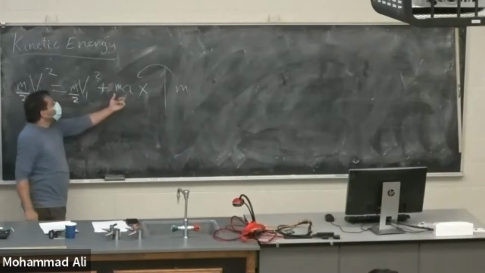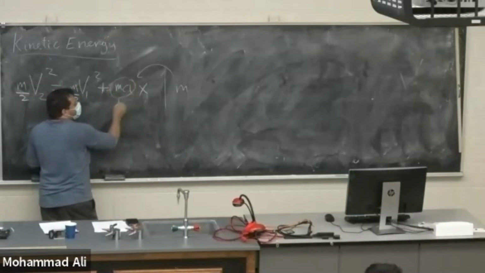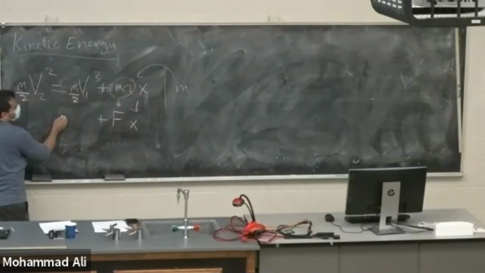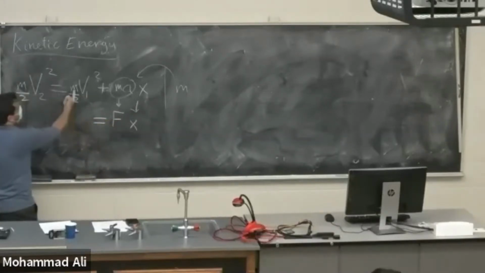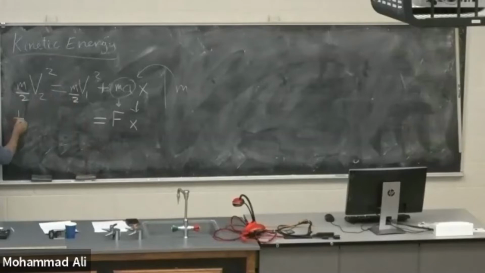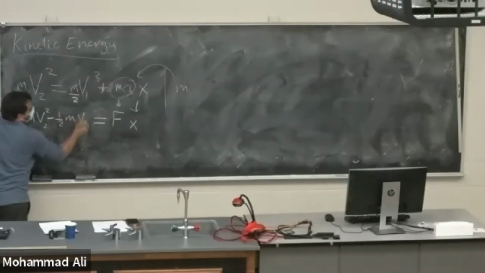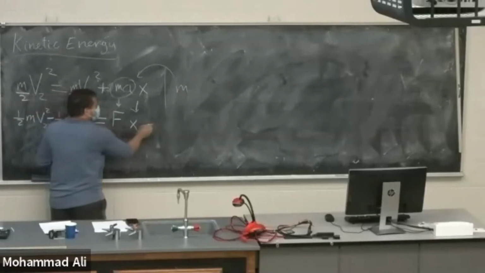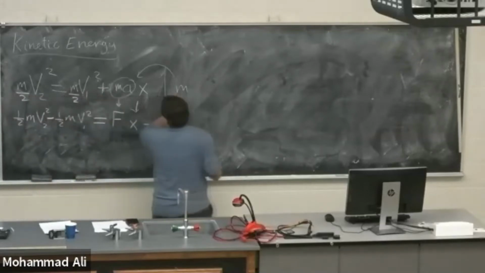Now look. We have MA. MA is the force. We have X plus. We can move this to the opposite direction. This is equal to, move this to here. We have 1 over 2 M V2 squared minus, because there will be a minus sign here, 1 over 2 M V1 squared. F multiplied by X. This is the work. It is work done on the mass M.